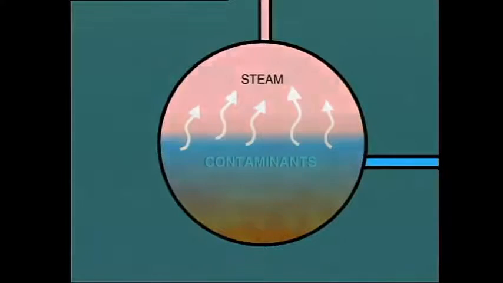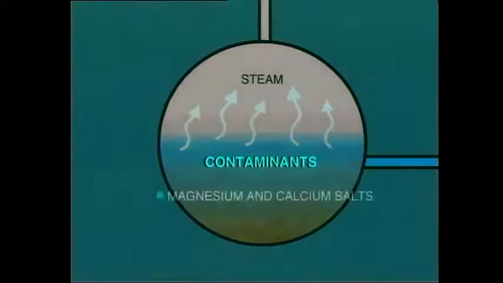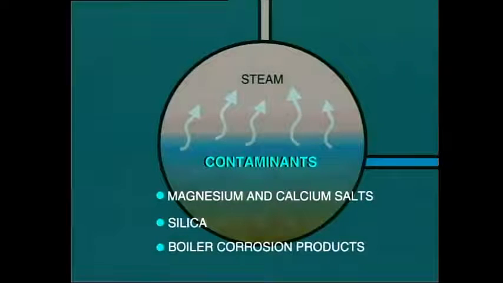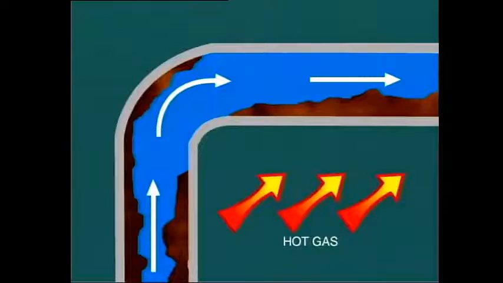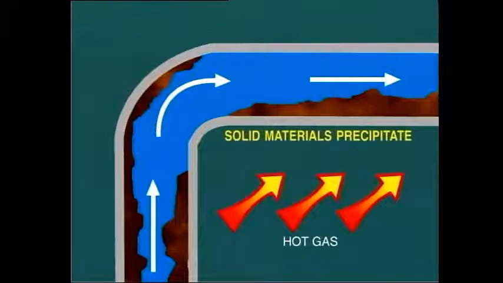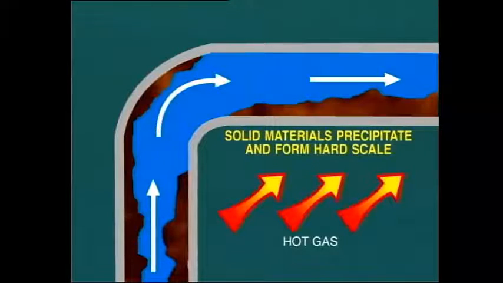Generally speaking, the contaminants consist of magnesium and calcium salts, which are dissolved in the water and contribute to hardness, silica, and the products of corrosion of the boiler itself and the feed water system, mainly iron and copper. At high temperatures, such as encountered in boiler water, and above a certain concentration, these solid materials precipitate out of solution and deposit on the inside of the tube wall. This deposit then forms an extremely hard scale that cannot be removed by the flow of water.